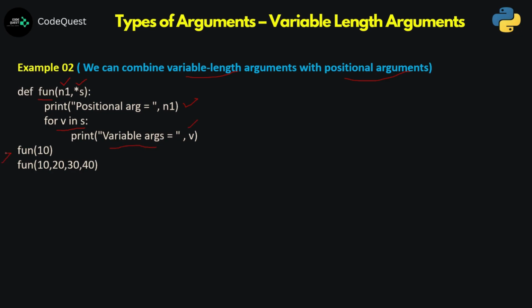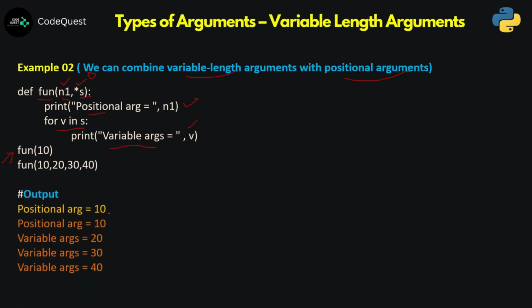Now for the first time when I am calling fun of 10, because there are positional arguments, this 10 is being taken up by n1, which means for the variable length arguments, I am not supplying any value, which means this is 0 length. So as a result, because n1 has taken up this 10, I'll be getting the output positional arg, that is n1, which is nothing but 10. And this for loop is not going to execute because there is nothing available inside s.